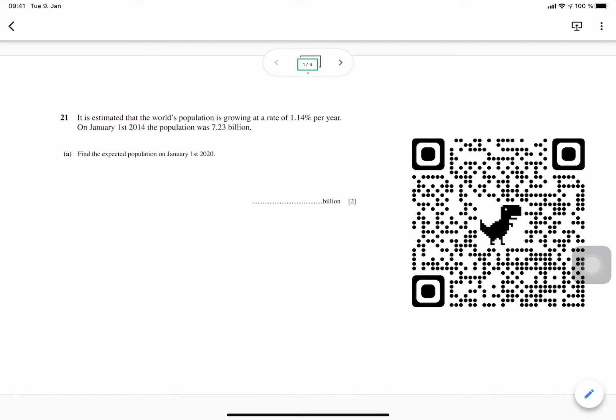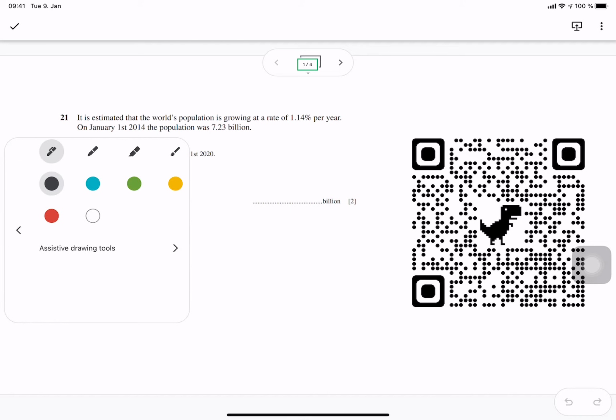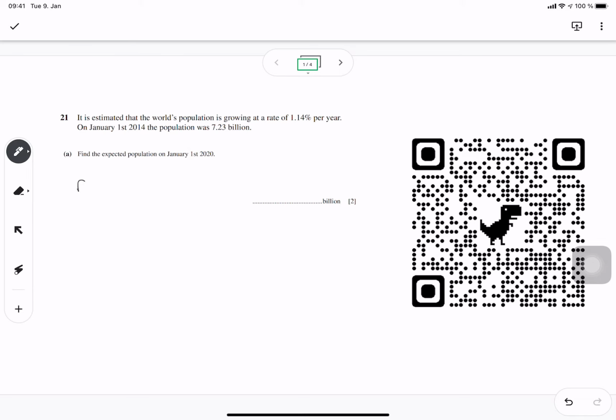So the first thing I'm going to do is convert that percentage rate to a multiplier. So if my rate is 1.14, the multiplier is going to be 1.0114. Okay, so that's what it is as a decimal.